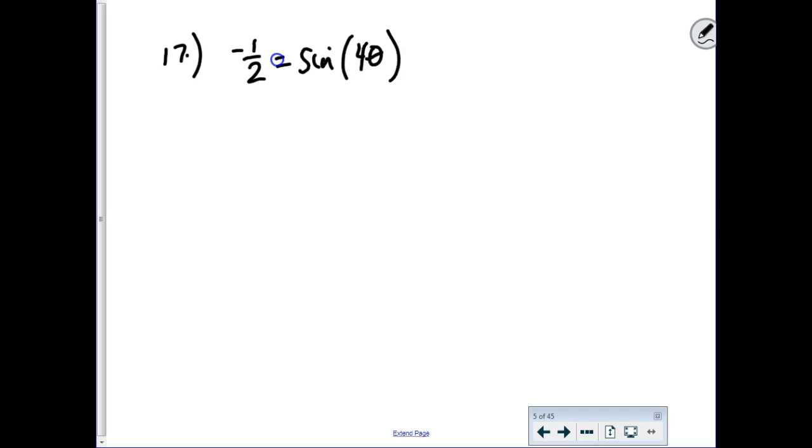But instead of theta inside of sine, it has 4 theta. So we say, forget that. Let's call this a U. And I want you to look through your unit circle only through one rotation and tell me where the sine comes out to -1/2. There should be 2 places where that happens. 7π/6 and 11π/6. There we go.